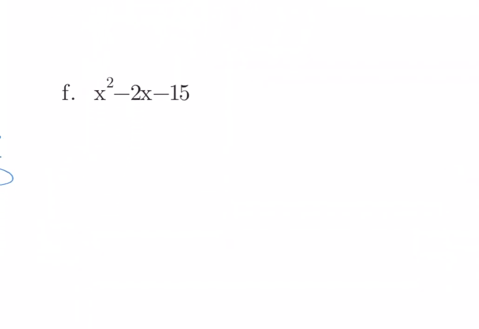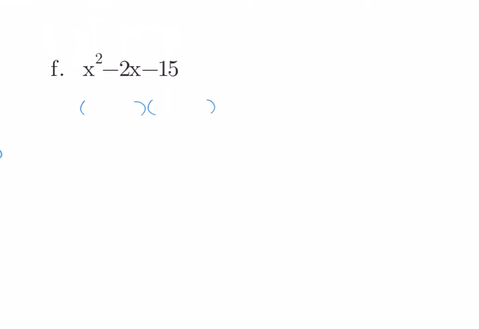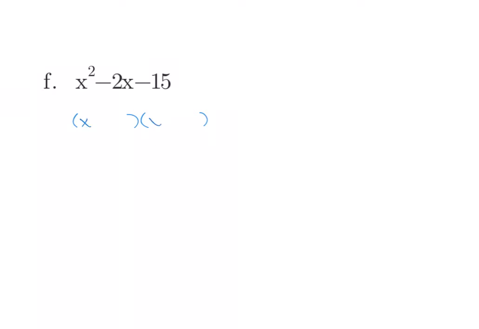All right, example F. We start off with our parentheses. My firsts are going to be x and x. To multiply to negative 15, we want different signs. And I want my larger number to be negative. So I'm just going to put in different signs for now.